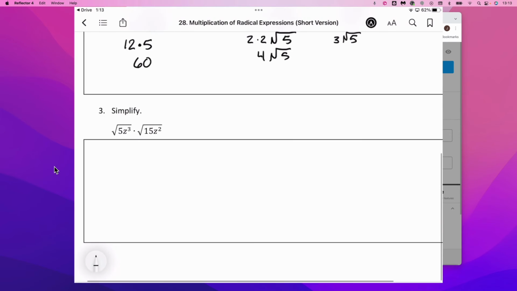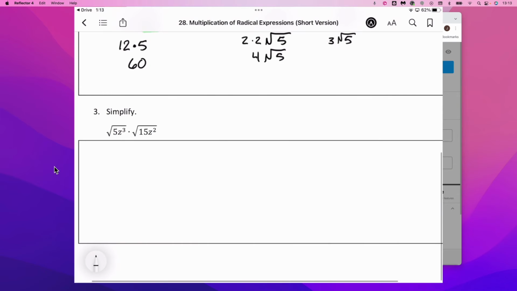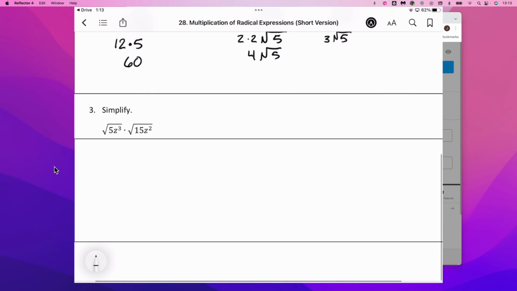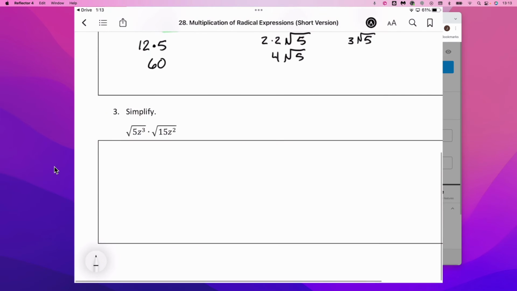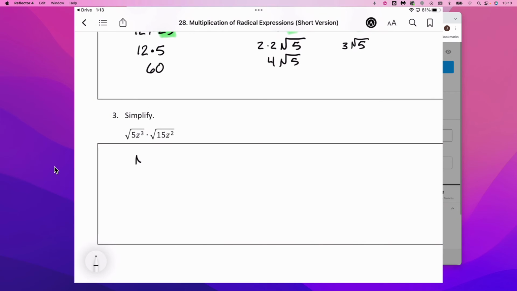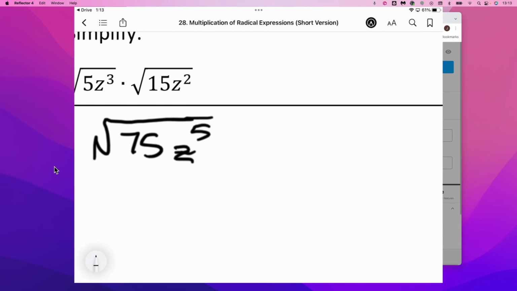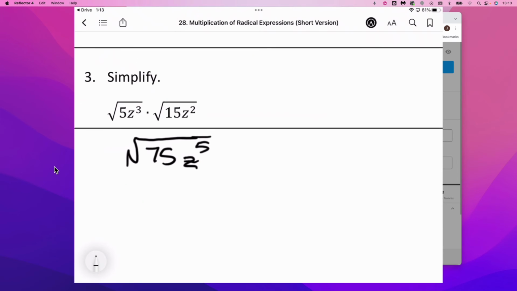So number 3 is essentially exactly the same. What we're going to do first, well, maybe not, because there are no square roots of 5 and there are no square roots of 15. So let's just multiply those numbers and see what happens. So I can't simplify them first. 5 times 15 is 75. Z to the power of 3 times z to the power of 2 is z to the power of 5. I don't like z's because I like 2's, so I put that little slash in the middle to know that it's a z.